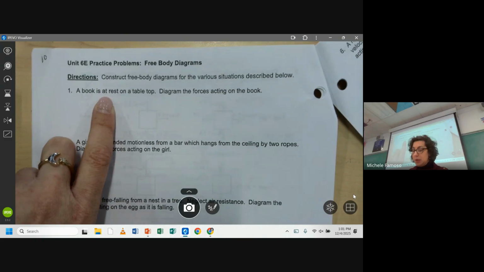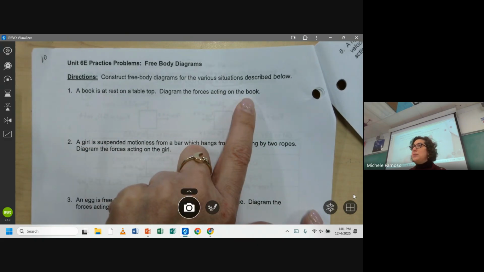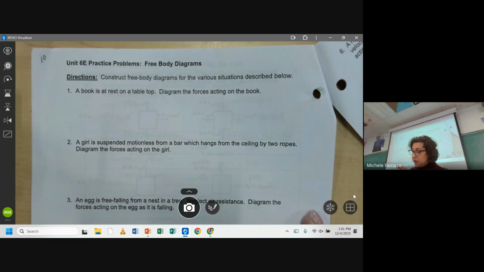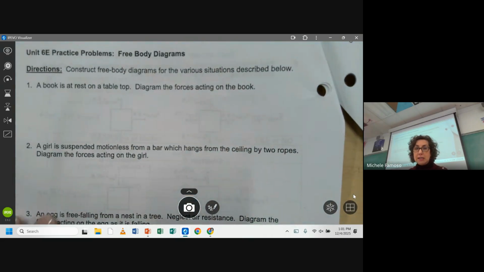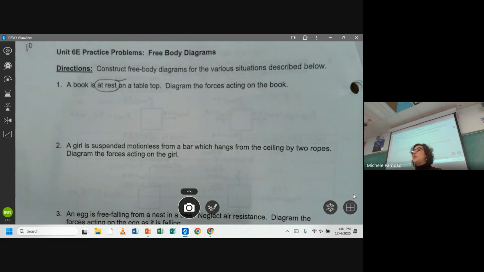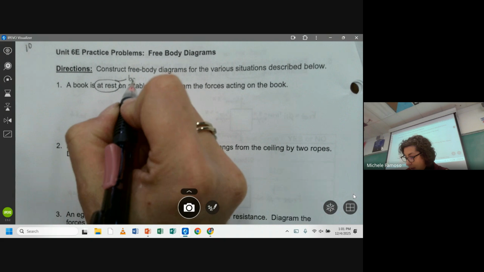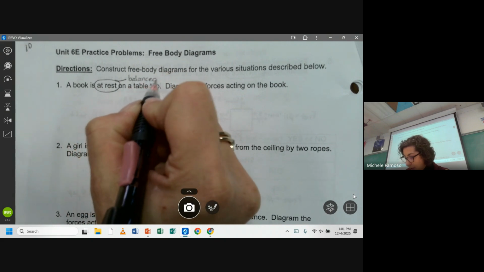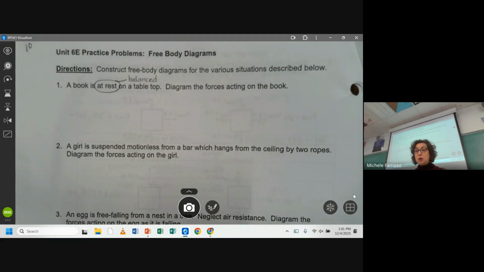So in question number 1, it tells us that we have a book which is at rest on a tabletop. And I want you to diagram the forces that are on the book. Now, the first thing I want you to notice is that it tells us that the book is at rest. That means something about the forces that are acting on the book. We know when something's at rest and it stays that way, that the forces are balanced. That's correct. We need to see balanced forces on this book.